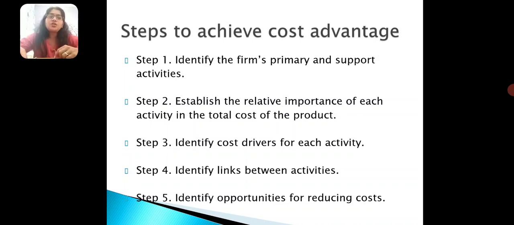Then identify the opportunities for reducing the cost. Once you have a clear-cut idea about this value chain, the clear-cut sequence from where to where the product moves and what the different cost drivers are in each stage, then you can find out if there is any chance of reducing the cost. Maybe in your inbound logistics, that means bringing the goods to your place, you are bringing them in your own vehicle. Maybe that is more expensive, because you need to have your own vehicle, a driver, fuel, and insurance for your vehicle and things like that.